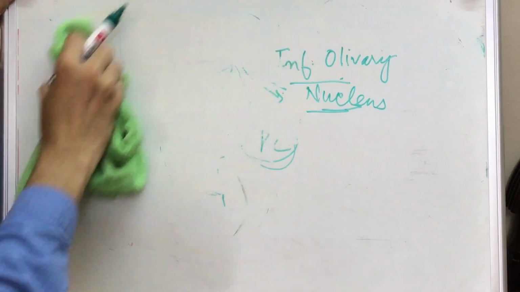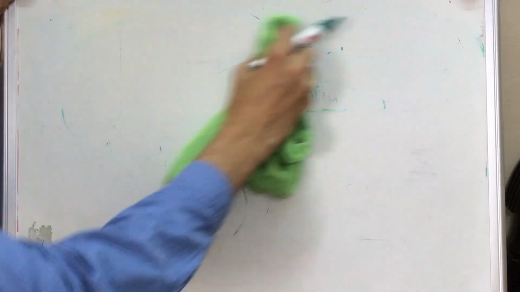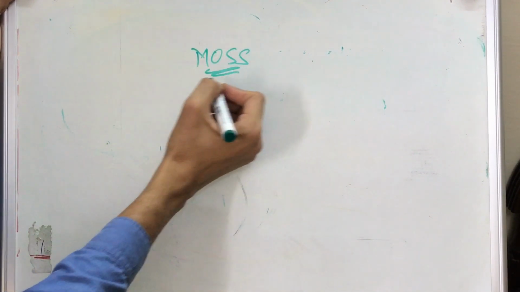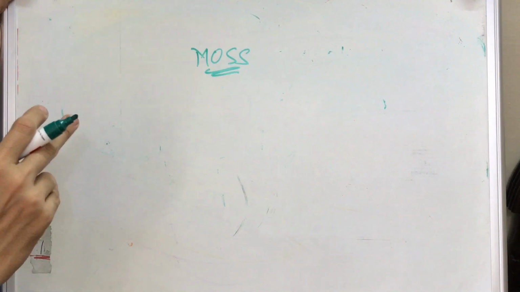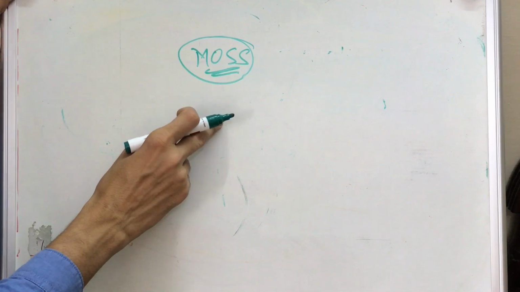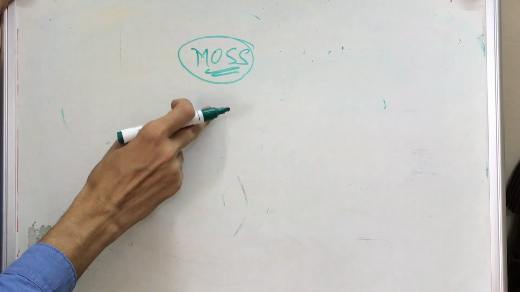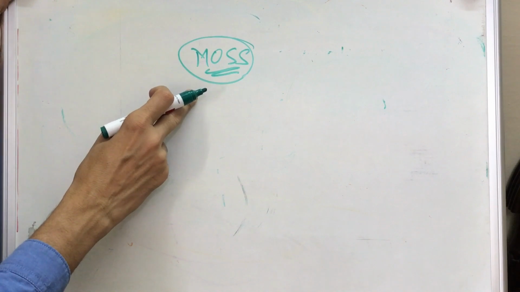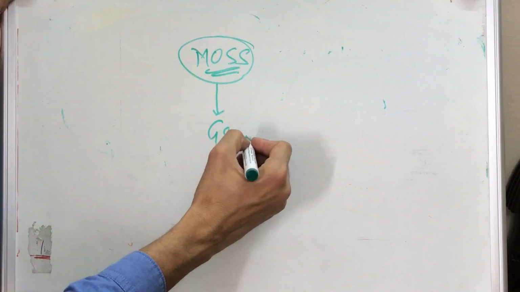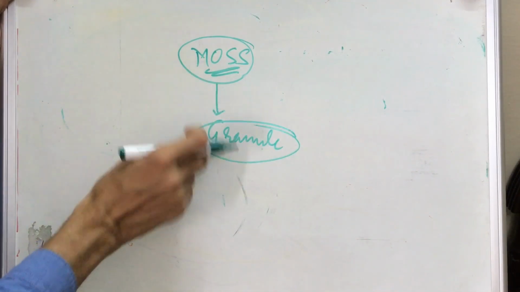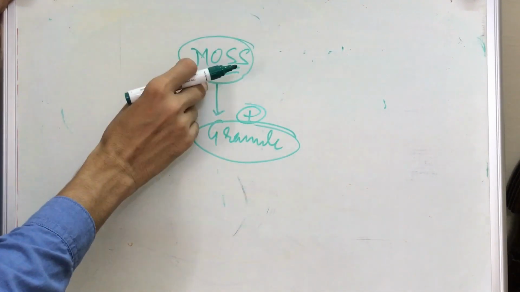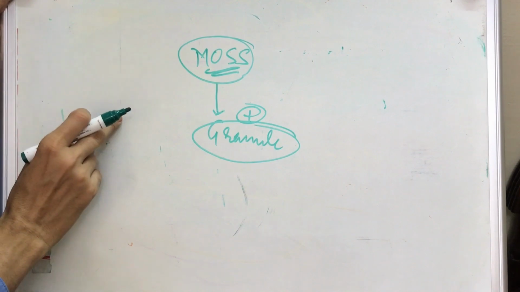Why is it called mossy? Because it resembles the plant moss. And the difference from the climbing fiber is that it communicates with the Purkinje cell not directly but indirectly. The mossy fiber will send its branches to the granule cell. It will also send it to the Golgi cell, but mostly to the granule cell, and it is excitatory. Where is it coming from? The climbing fiber was coming from the inferior olivary nucleus.